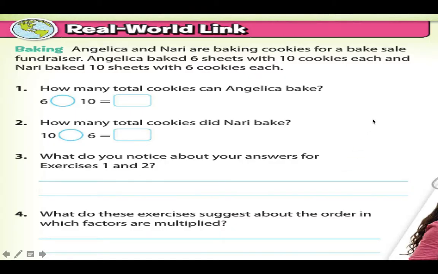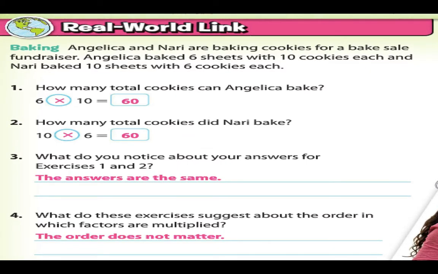First, let's look at your real-world link. Angelica and Nari are baking cookies for a bake sale fundraiser. Angelica baked 6 sheets with 10 cookies each, and Nari baked 10 sheets with 6 cookies each. Pause the video and answer these 4 real-world link exercises. So let's see how you did.